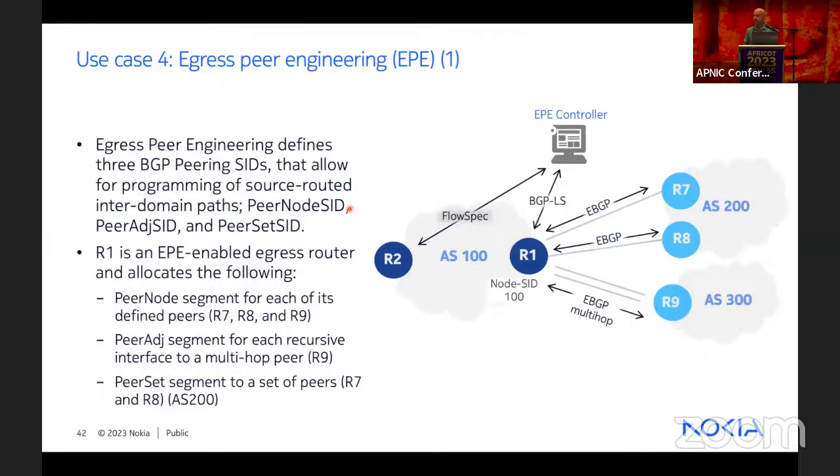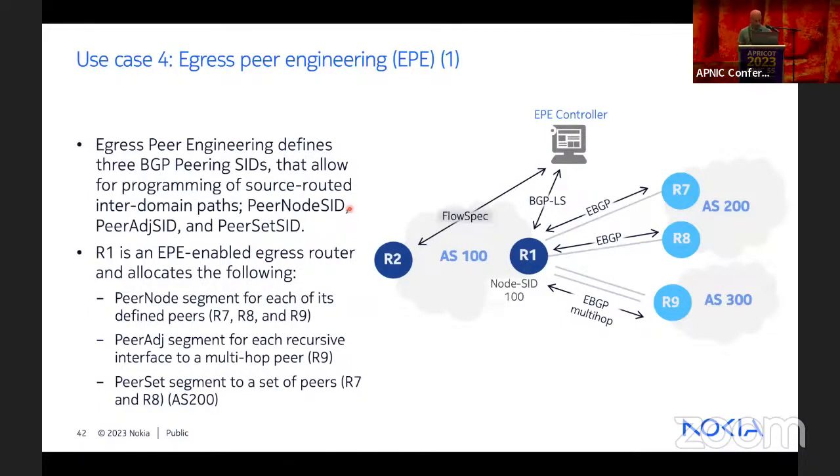You might have a need to more specifically dictate which particular adjacency you take to get to that peer. So that's where the peer adjacency SID comes in. And you've got a peer set SID. For whatever reason, you might have a number of nodes or BGP peers that you want to treat as a set and be able to load share between all of these endpoints. So there you use a peer set SID. Once again, it may not make total sense, but we'll look at an example and it'll become a lot clearer.